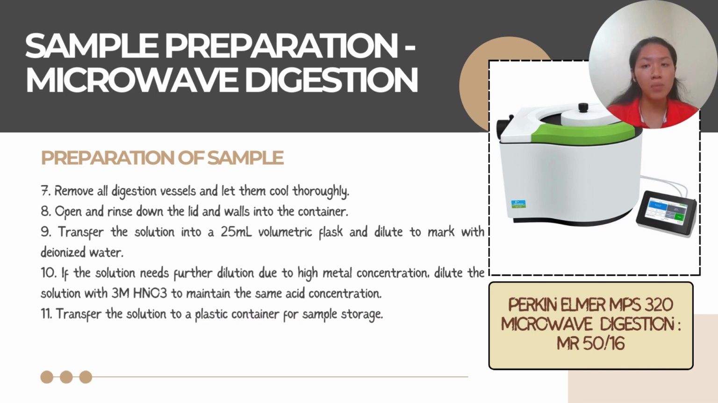After the digestion is complete, we need to remove all of the vessels and let them cool thoroughly, and then open and rinse down the lid and the walls into the container. Transfer the solution into a 25 ml volumetric flask and then dilute to the mark with deionized water. If the solution needs more dilution due to high metal concentration, we dilute with the 3 N nitric acid to maintain the same acid concentration. Finally, we transfer the solution into a plastic container for sample storage.